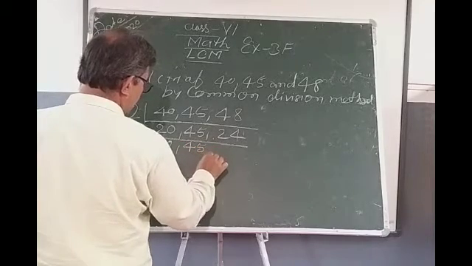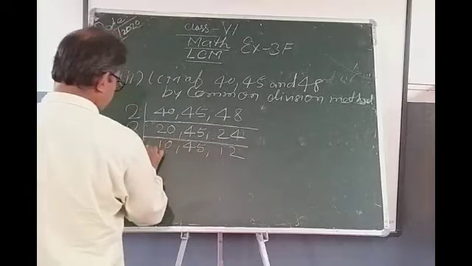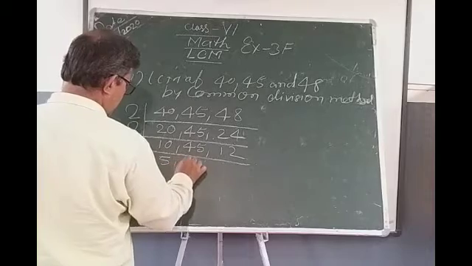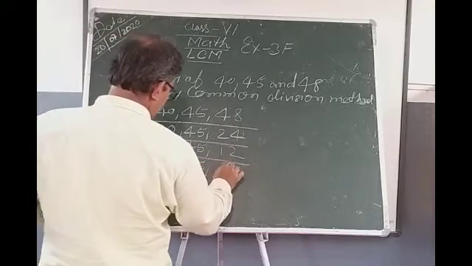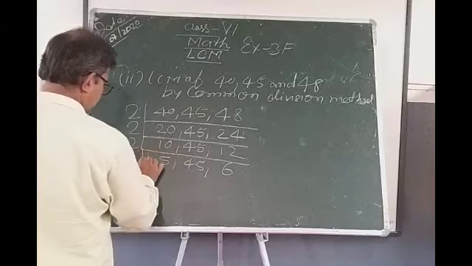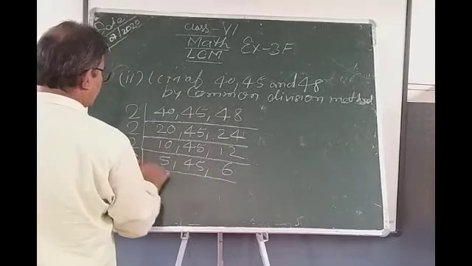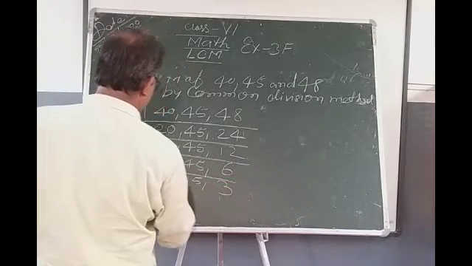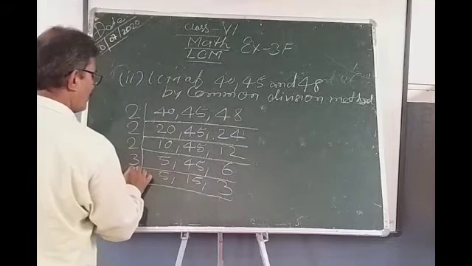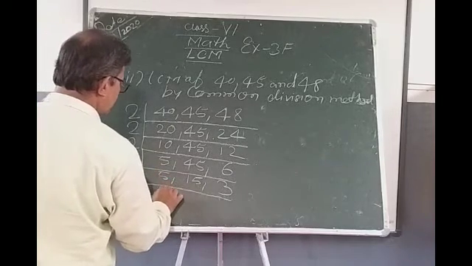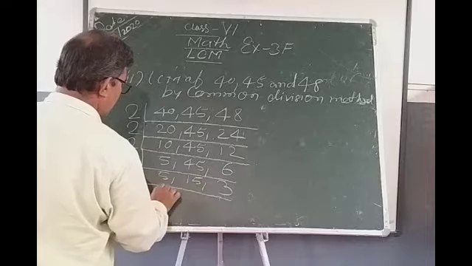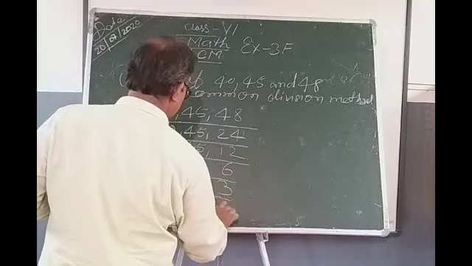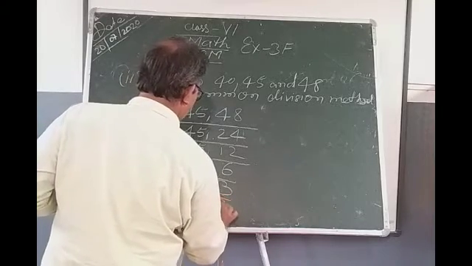2 10s are 20, 45 as it is, right below. 12. 2 5s are 10, 2 6s are 12. Next 3, because two numbers are divisible. 15. 3 2s are 6. Next 5, at least two numbers divisible. 5 1s are 5, 5 3s are 15. Then 3.